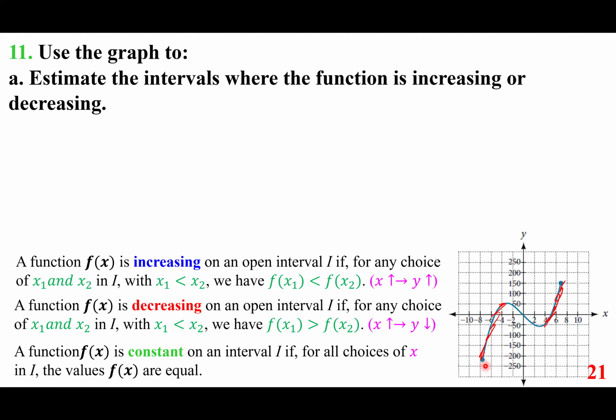So that means it stops here. This is -8, and this is -3. From -8 to -3, union, from here, this point, number 3, to this point, number 7. So that's how you write it. Decreasing is in between. This portion is decreasing from here to here, which is from -3 to 3.